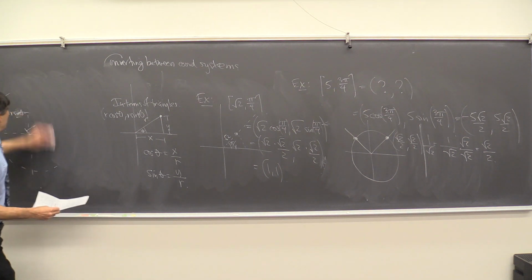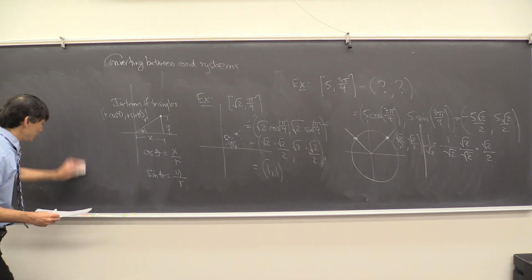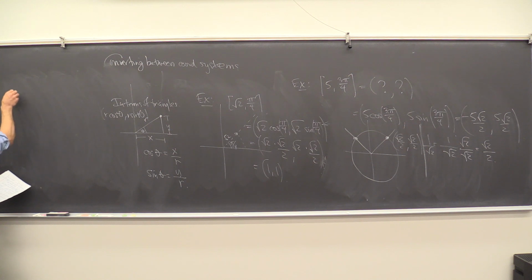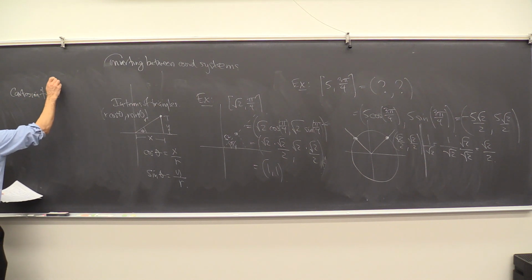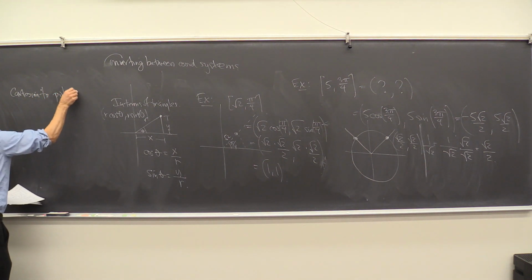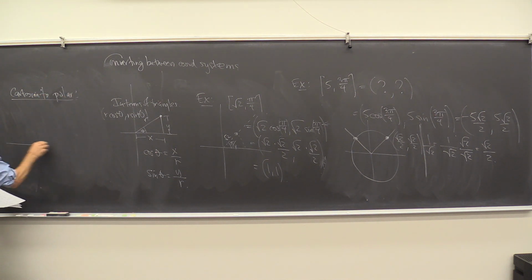Okay. So now going backwards from Cartesian to polar. If you have something on the xy plane, and you want to know its distance from the origin, well, what's its distance from the origin? What's r in this case? If this is x and this is y, what's r?